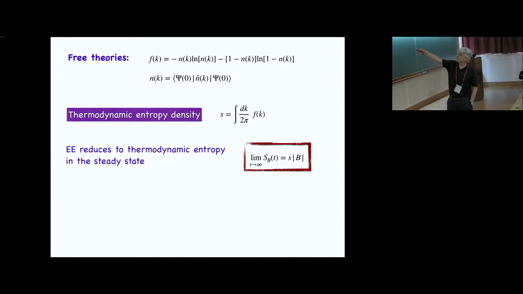And what you find is this function f of k is related to the mode occupation number of these quasiparticles by this formula. And the mode occupation number of quasiparticles is given just by the expectation value in the initial state, because these mode occupation numbers are conserved in a free theory. Now, this formula should look familiar to you. That's just the expression of the thermodynamic entropy density.